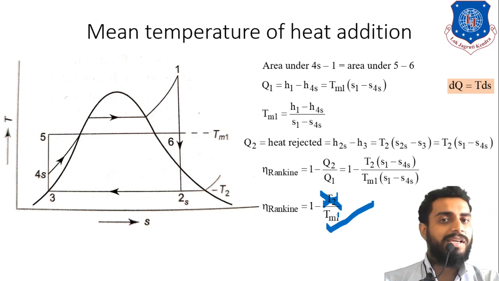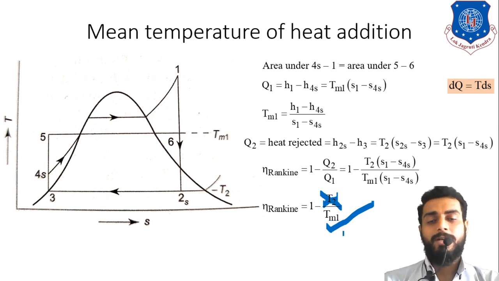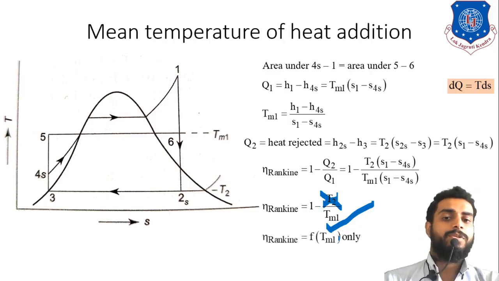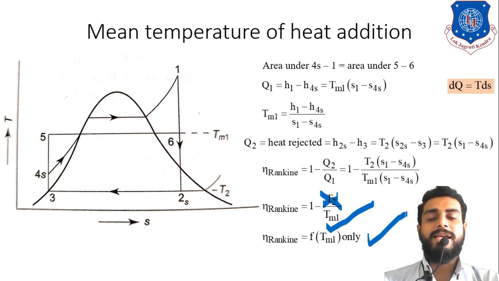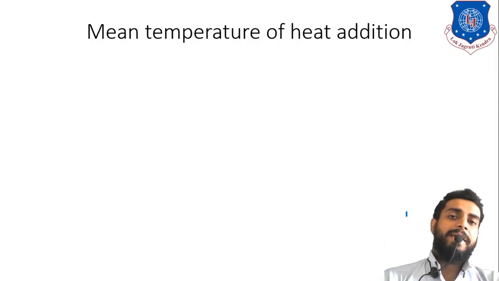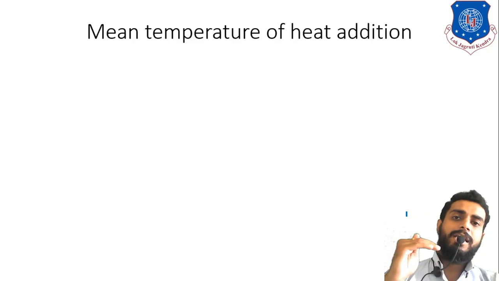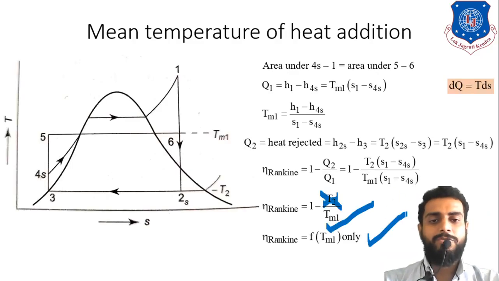So our T2 is fixed, so the efficiency will now depend only on Tm1. Okay, that is the mean temperature of heat addition. So that is how, mathematically, it can be written: efficiency of the Rankine cycle is a function of Tm1 only. Right, now if we manage to increase the mean temperature of heat addition, then we can increase the efficiency. That is the meaning, because if you recall, see the equation again.